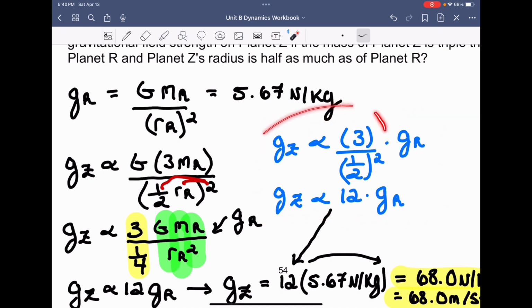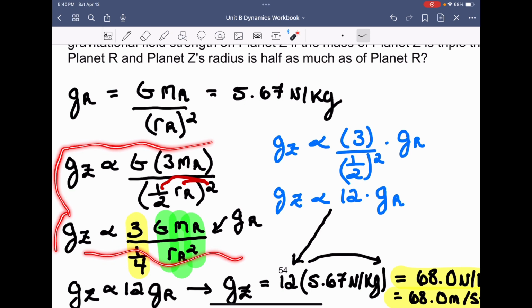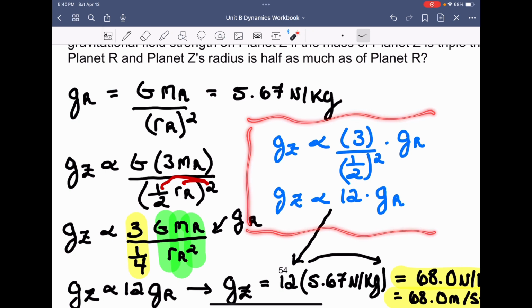I'm fine with you doing proportional changes in this manner, because it's correct, and it's also a little more straightforward. For me, as more of a mathematician mind, I like to show how it reflects in terms of what it does to the variables with the variables in the equation, and then pull it out as a common factor. But if this is way more simple, I would just say, hey, gz is proportional to this magnitude of change to gr.